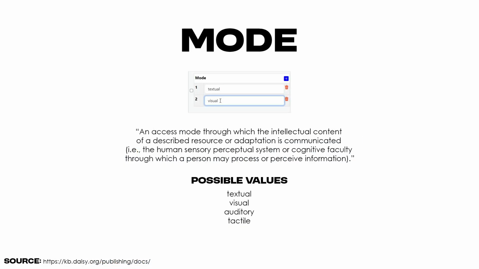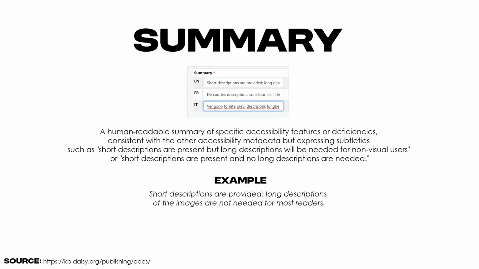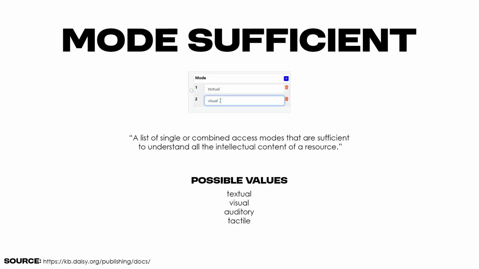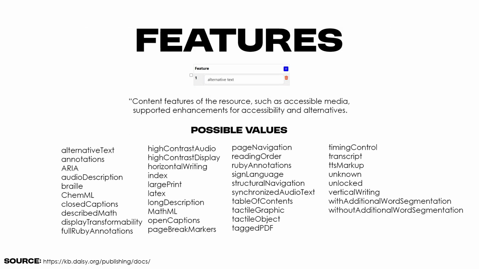Here in mode, I put all of the possible modes that the publication can be perceived through. I have both text as well as images, so I can put visual and textual. In the summary, I put short descriptions are provided, as I will provide alt text to all the images later. In most efficient, I again put visual and textual, as these two are both enough to get a full view of the story. And features, I just put alt text.